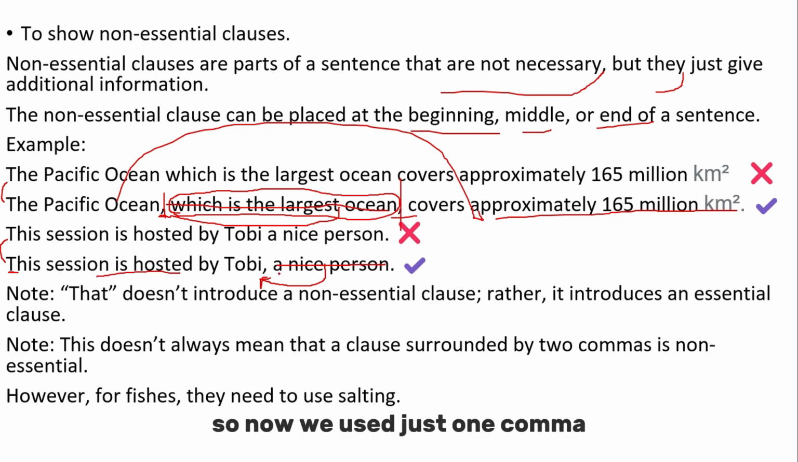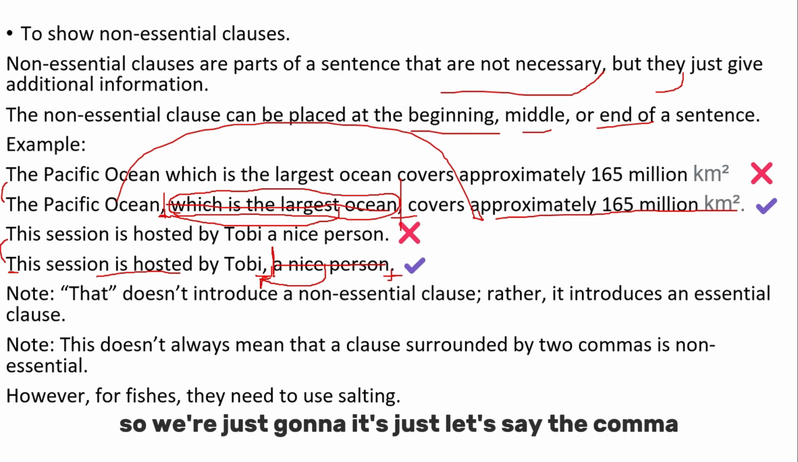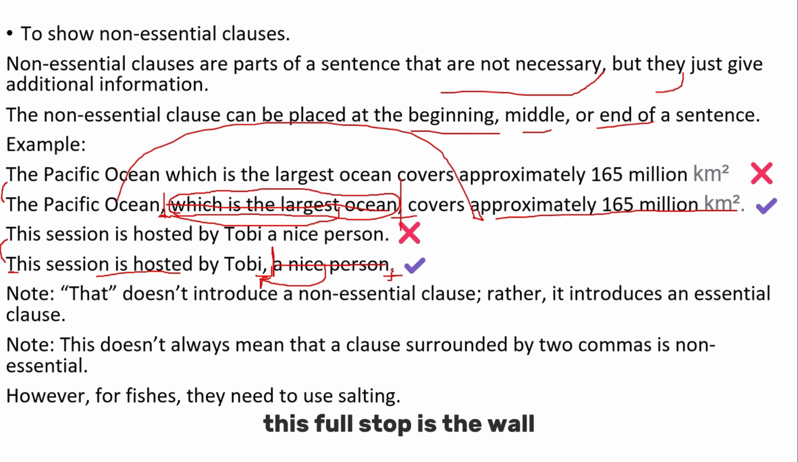So now we used just one comma because the non-essential clause is not in the middle of the sentence. Every sentence must end with a period. That is a rule that cannot be, let's say, overridden; it's a rule that will always stand. So you can't put a comma at the end of the sentence because of that. And remember, the comma is serving as a boundary to say this is not needed. So let's say this full stop is the wall, so it's just going to be pushed away. So just one comma is needed.